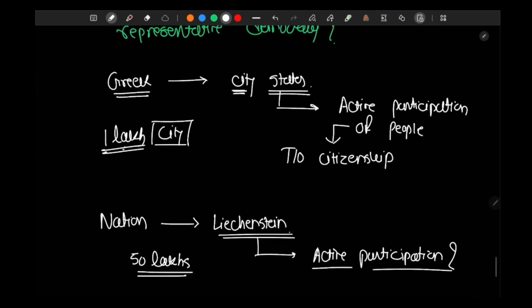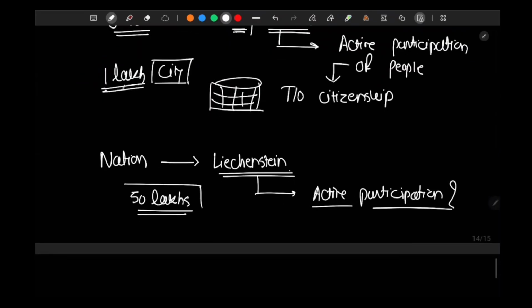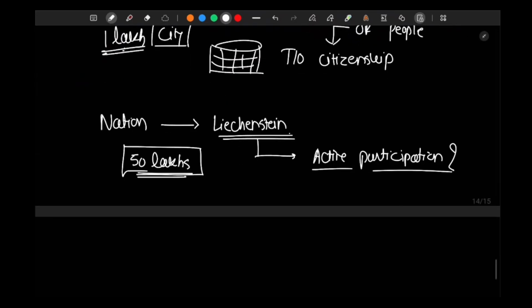In a city state where there are 1 lakh people, you can gather them in, let's say, a Colosseum, a big stadium, and you just can ask, is this law valid? If most of the people say yes, then the law passes. Otherwise, the law does not pass. The procedure can be very easy. If around 50 lakh people are there, active participation cannot be possible because the size of society is so big. That is why representative democracy came into place.